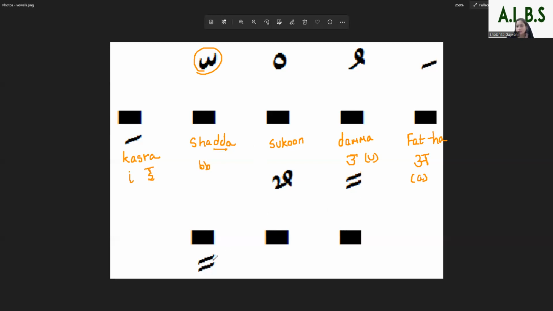Now here are the tanweens. The two strokes above the consonant are called tanween fatha. This one that forms with the two dhammas becomes tanween dhamma. Now the next, two strokes below the consonants are called tanween kasra.